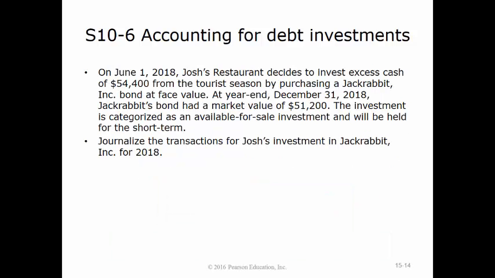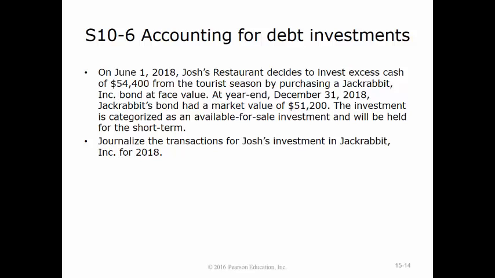On June 1st, 2018, Josh's Restaurant decides to invest excess cash of $54,400 from the tourist season by purchasing a Jackrabbit Inc. bond at face value. At year-end, December 31st, 2018, Jackrabbit's bond has a market value of $51,200. The investment is categorized as an available-for-sale investment and will be held for the short term. The problem asks that we journalize the transactions for Josh's investment in Jackrabbit Inc.